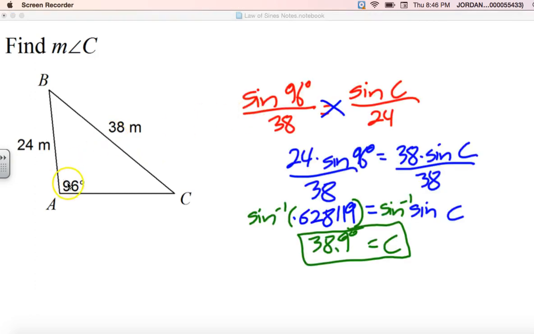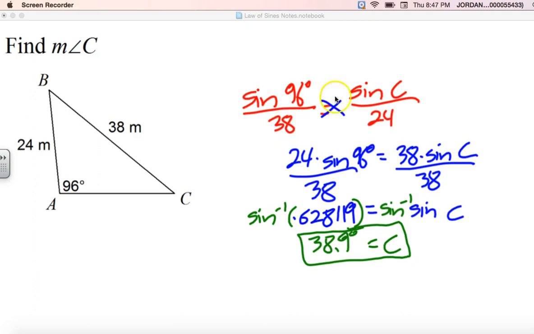Looking right here, we see this is our angle we know, and we want to find the measure of angle C. All right, so we're going to do sine of 96 over the side across from it, 38. So that's where we get this fraction. And it's going to equal the sine of the other angle, sine of C, over the side across from it, which is 24. So that's where we get sine C over 24.